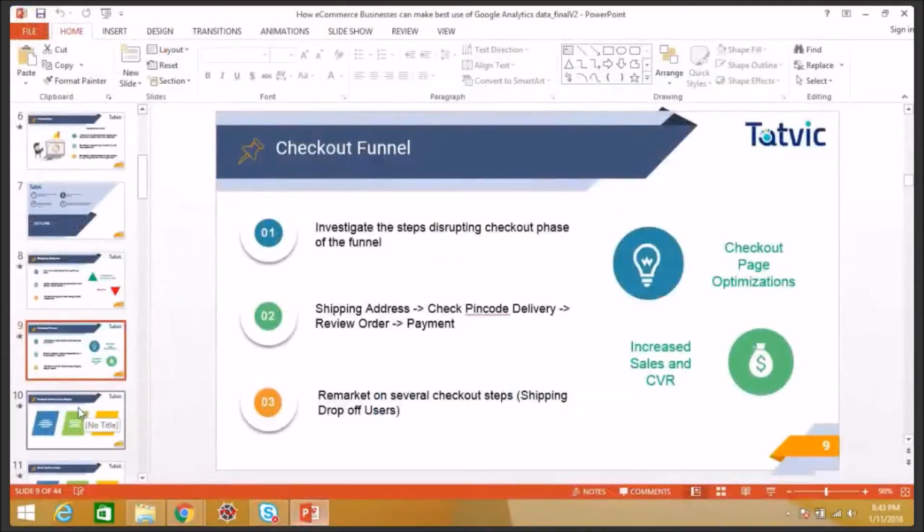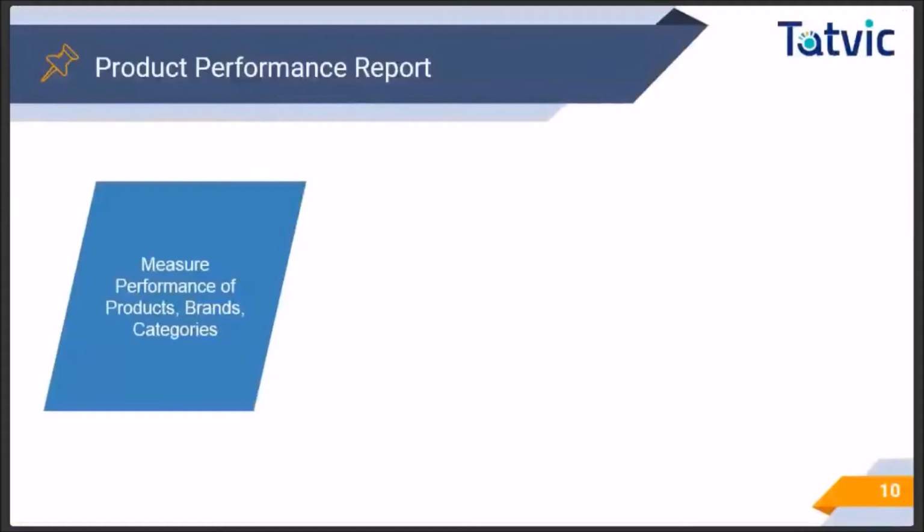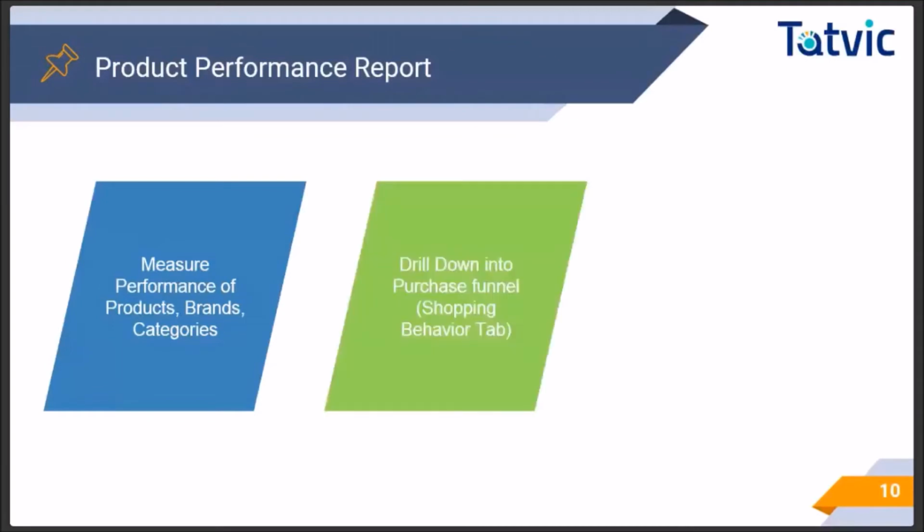Navigating to the next report, the third report, which is the product performance. Now, as an owner of an e-commerce store, I would certainly be interested in knowing what all product categories or what all product brands or what all products, to be specific, on my website or application are performing better than others. Product performance report can help you analyze and measure that. There will be two tabs under the product performance report. One will be the summary tab and the other one will be the shopping behavior tab.